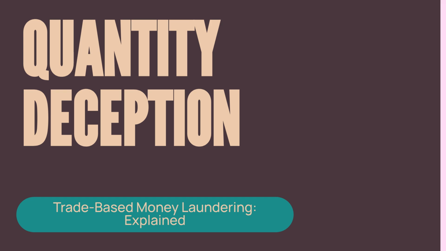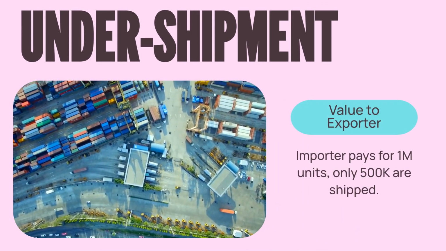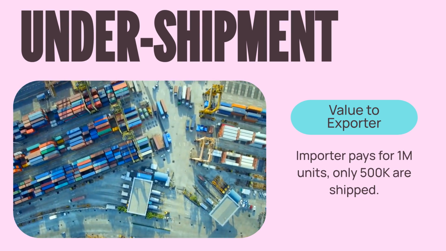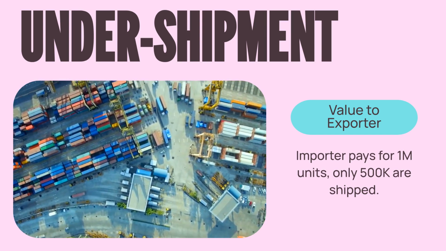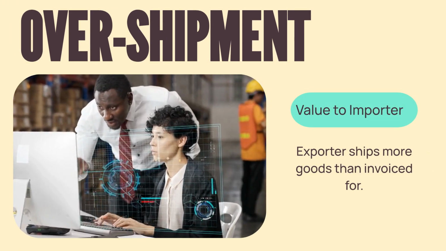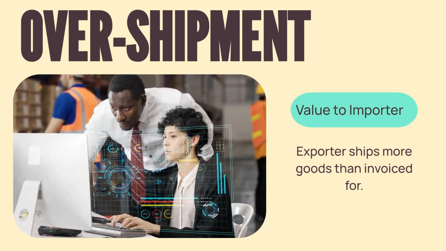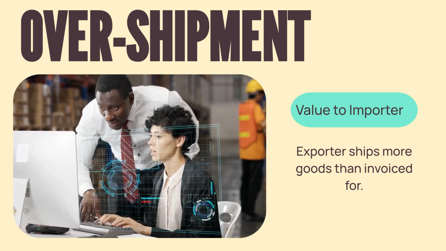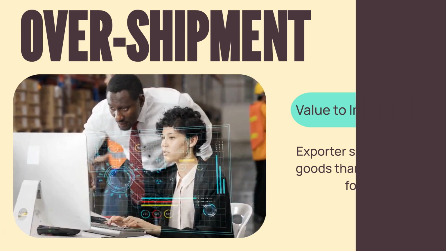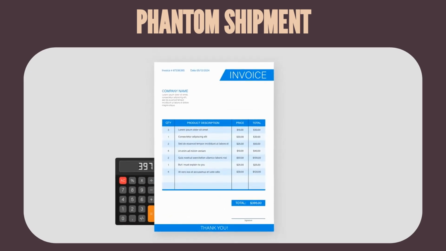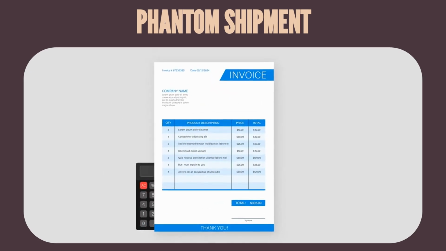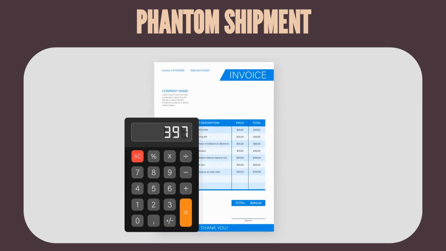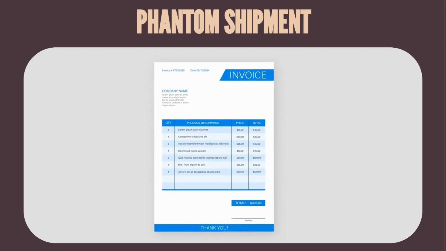the shipping documents. In undershipment, the importer pays the full price for, say, 1 million units, but the exporter only ships half that amount. The value of the missing goods is effectively transferred to the exporter. Conversely, overshipment involves the supplier delivering a quantity greater than what was ordered, often transferring extra value to the importer through unbilled merchandise. An extreme version is the phantom shipment, where no goods are shipped at all, but the exporter and importer collude to process all necessary documents. This can be used to acquire financing for non-existent goods.